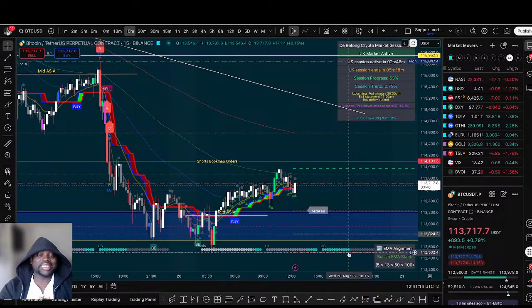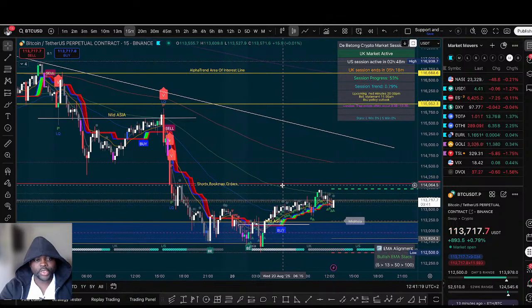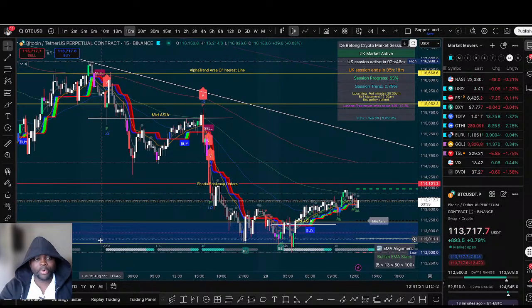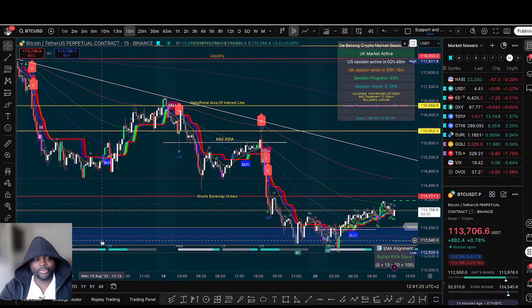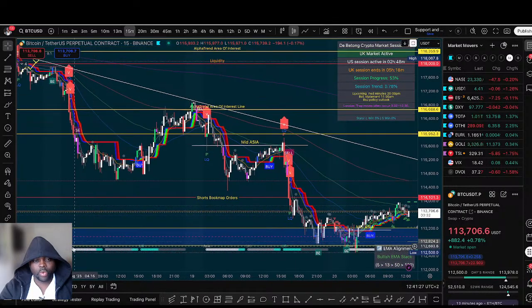That's the moment that the liquidity is coming in the market. Now let's go back to what happened yesterday. Look at what happened yesterday during the US. No, let's say on Monday first. Look at what happened.